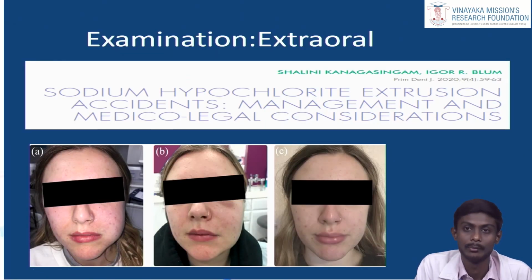In extraoral examination, as I already explained, two lines are used: from the tragus of the ear to the corner of the mouth and the pogonion point, and the angle of the mandible to four points, such as the lateral canthus of the eye, ala of the nose, corner of the mouth, and the pogonion point. With the help of these points, the extraoral swelling can be determined, which decreases after the sodium hypochlorite management.